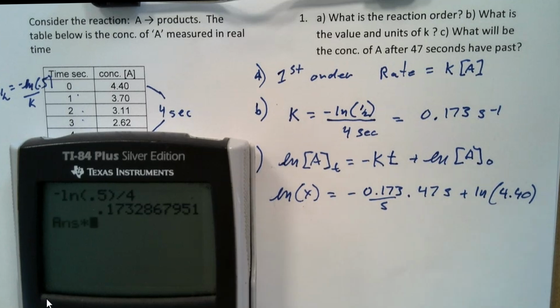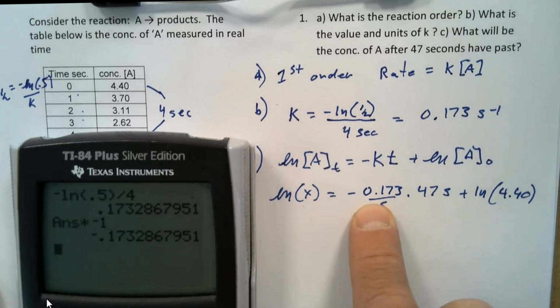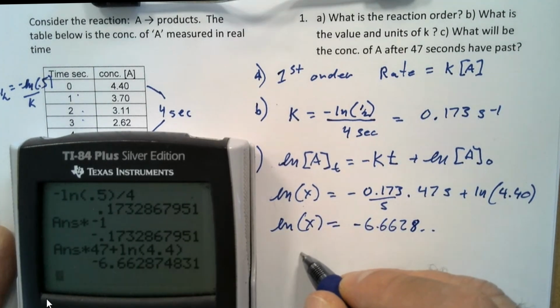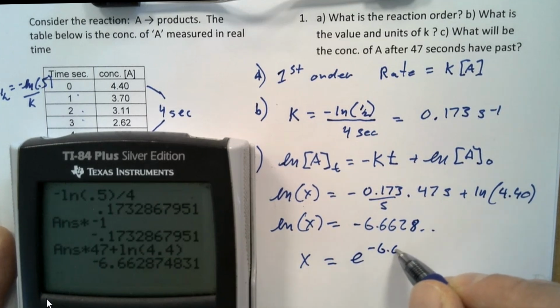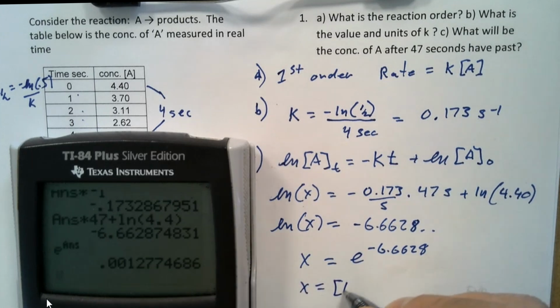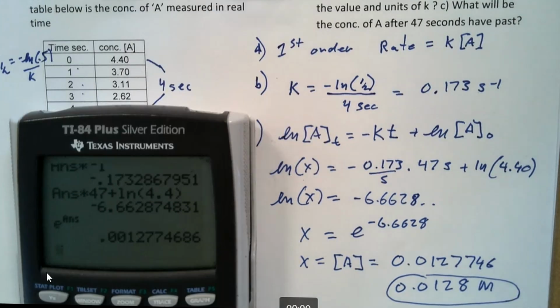I'm going to go times a -1. All right, so now it's accounted for that negative sign. I'm going to go times 47 seconds plus natural log 4.4 in parentheses. Our property of logs says I can figure out x if I take e and raise it to that value there. So e raised to the negative 6.66287, which equals our concentration of A. It goes on for a while. That makes it consistent with the rest of our data.